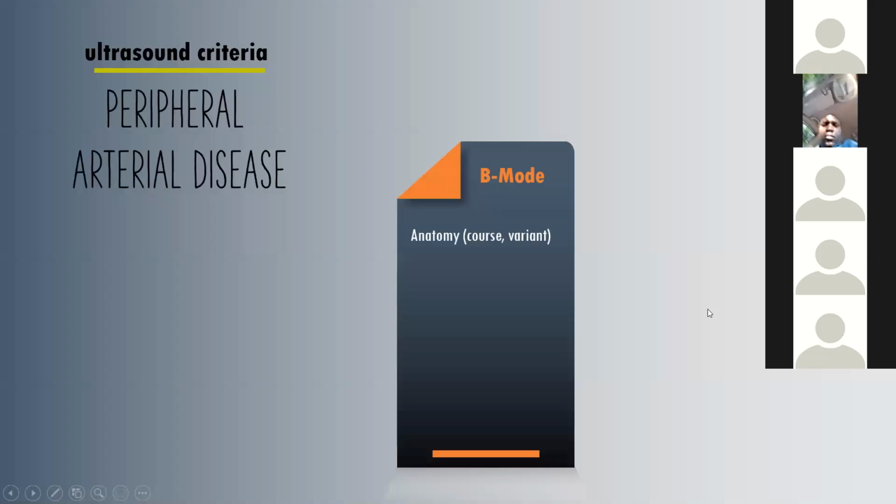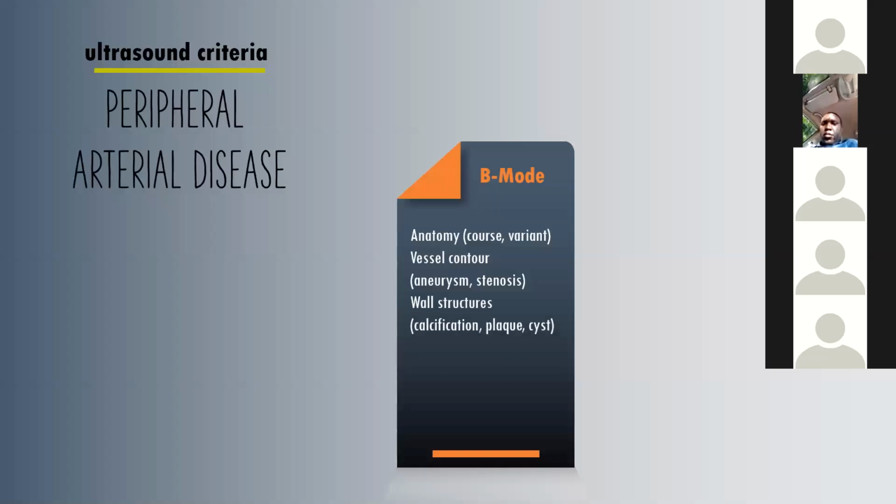Number one is the anatomy of the blood vessel, I mean the artery. You can check the course variant, meaning if there is any normal development variant, or whether the course of the artery is normal or tortuous. Second is vessel contour, that is, if there is any aneurysm or stenosis. In grayscale you can identify the course of the blood vessel and also the contour, whether it is normal or aneurysmal, if there is any abnormal dilatation, or stenosis, narrowing, you can identify.